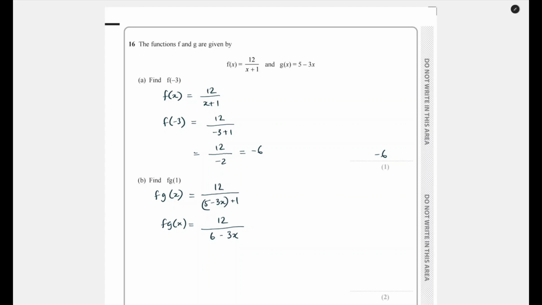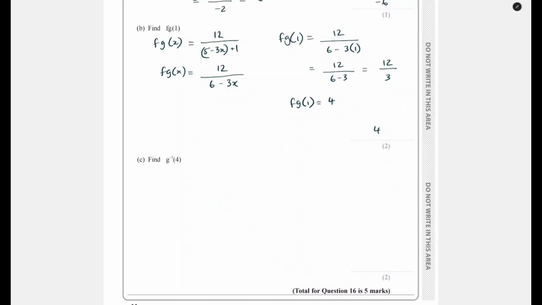Now the question is asking us to work out f of g of 1. So wherever we find an x in our f of g function, we're going to replace with 1. So f of g of 1 is equal to 12 over (6 minus 3 times 1). That's equal to 12 over (6 minus 3). That's equal to 12 over 3. And so f of g of 1 is equal to 4.